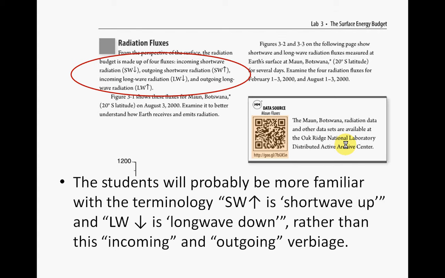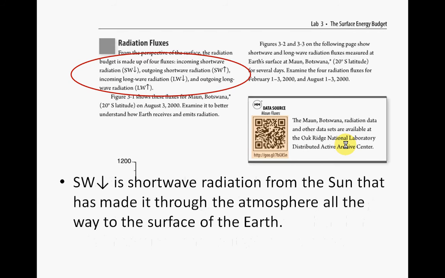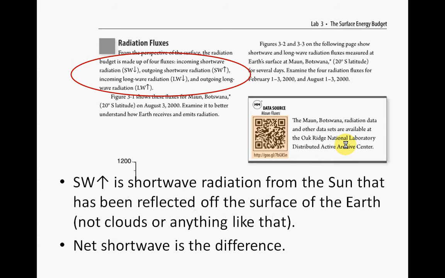I didn't really actually have this verbiage here in case you haven't seen it before. Shortwave down is the shortwave radiation that has made it through the Earth's atmosphere all the way down to the surface of the Earth. Obviously some of it was lost as it was reflected off clouds or absorbed by little aerosols in the atmosphere and so on. Shortwave down is what actually makes it to the ground. If you had an instrument or a solar panel at the ground, how much radiation made it this far? Shortwave up is the radiation that got reflected off the surface of the Earth. It's from the sun, but it got reflected off the surface of the Earth.